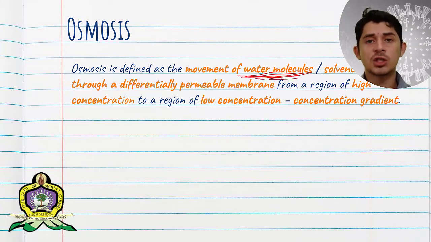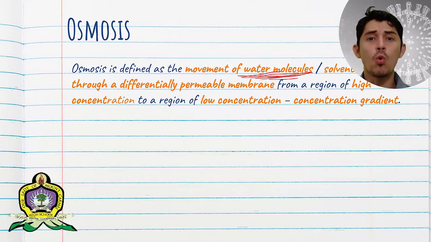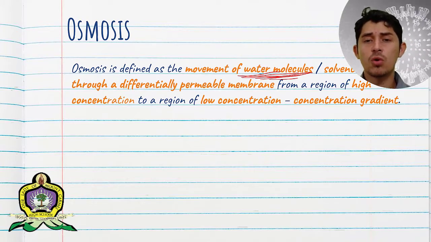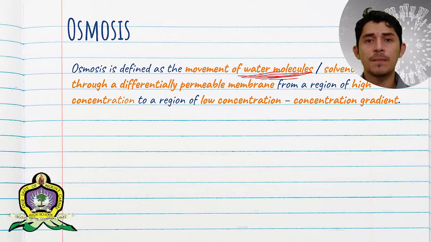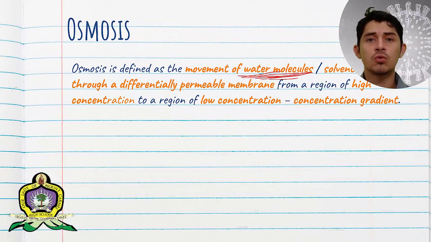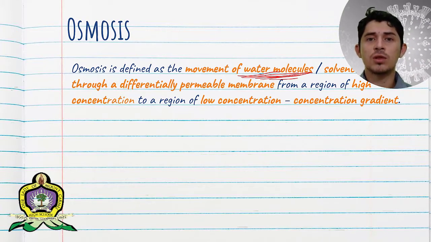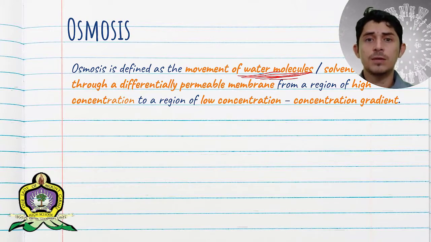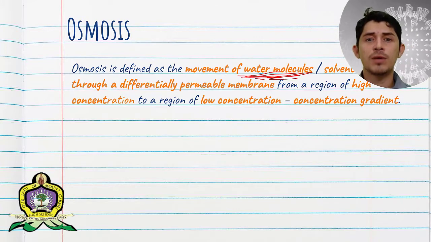In diffusion, it's just the movement of particles in general, but in osmosis, it's the movement of water molecules through a differentially permeable membrane, which means like a selectively permeable membrane. So let me give you an example. You see, when you want to mix your sand with cement, but you need to take out the gravel, and you grab a colador. See? Okay, that colador is a differentially permeable membrane.